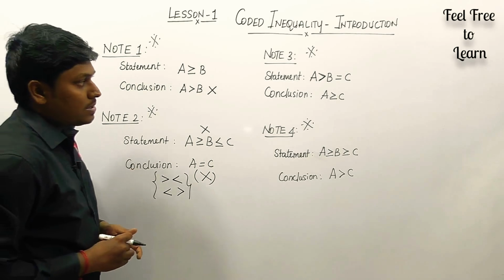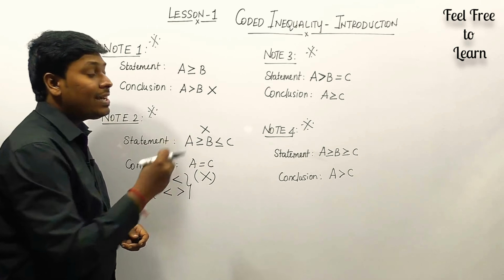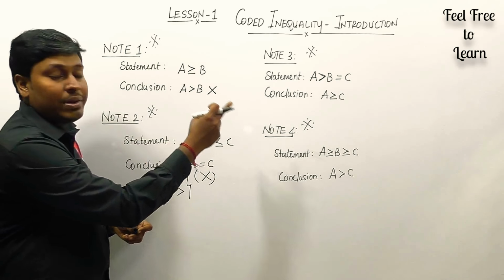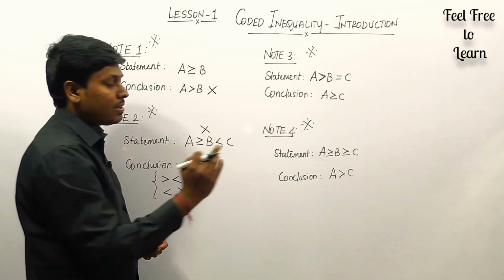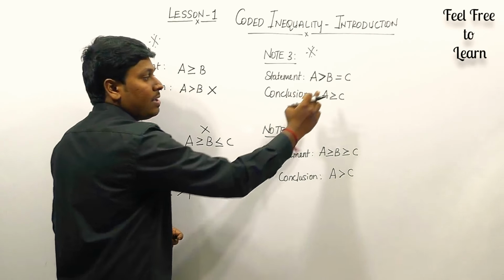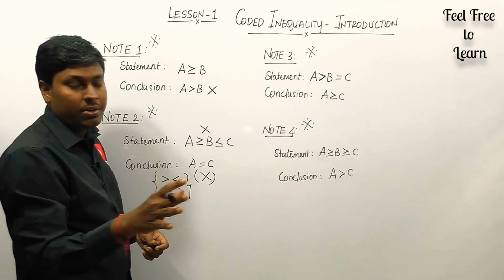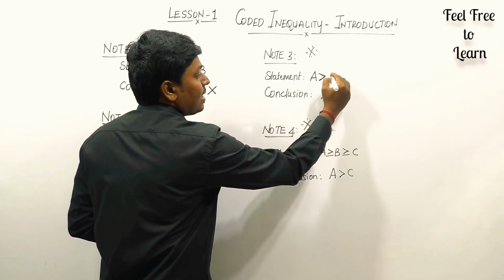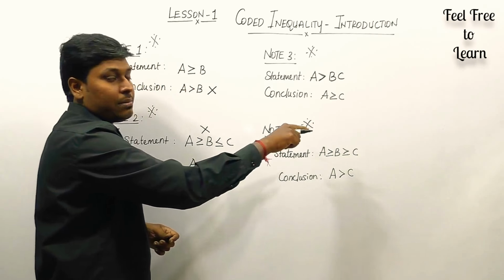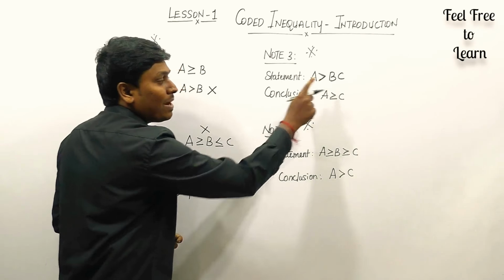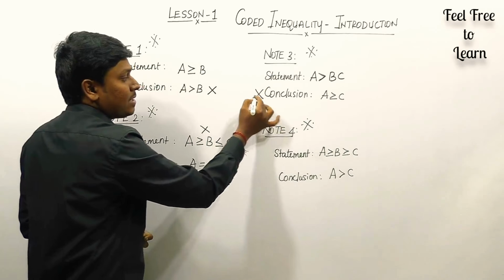So note number 3. The statement is A greater than B equal to C, and they are asking whether the conclusion A greater than or equal to C is true or false. Friends, listen carefully. In case number 3, I have told you one thing. If you find this equal to symbol, B equal to C, the meaning of B equal to C is that B and C both are equal. So better rub this and write as BC. Now the conclusion says A greater than or equal to C, but while comparing A and C, we got only A greater than C, but the conclusion says A greater than or equal to. So we can say that the conclusion is false.